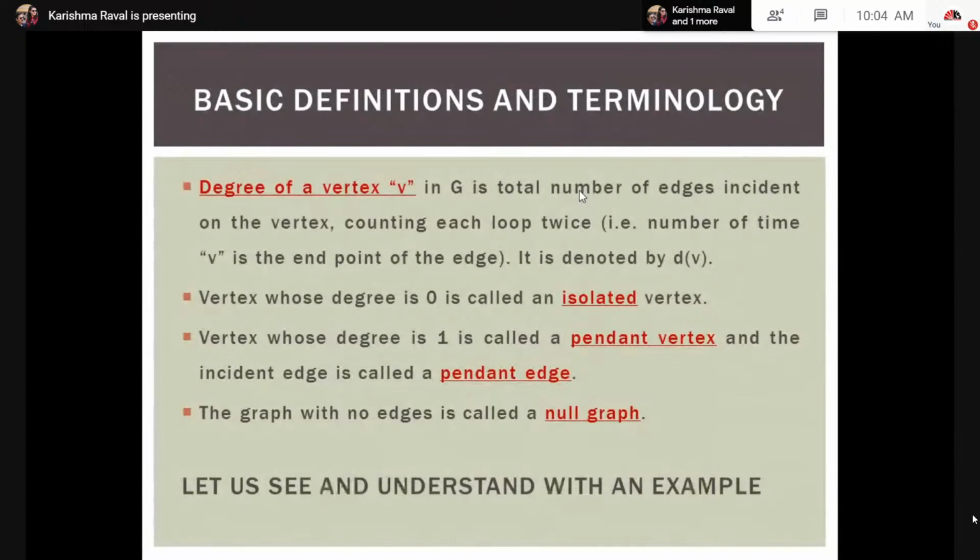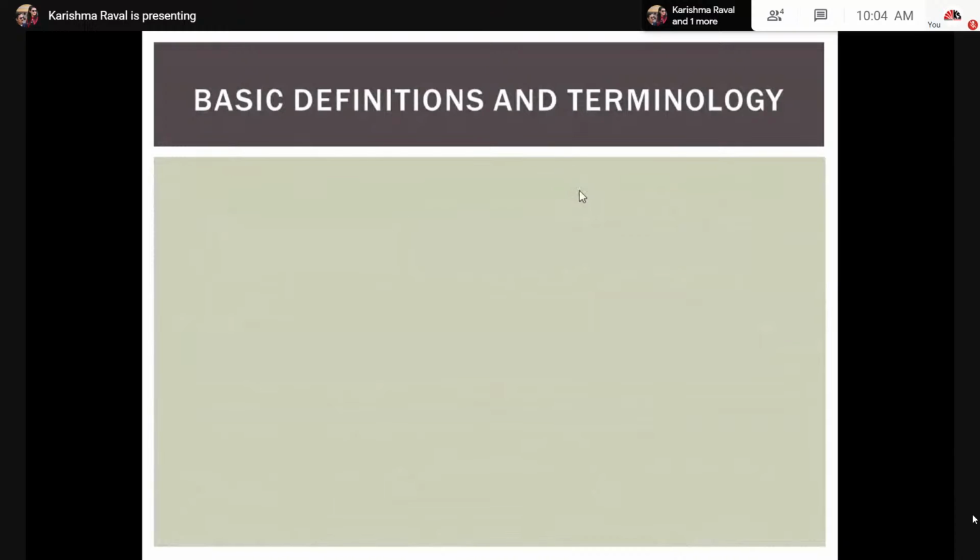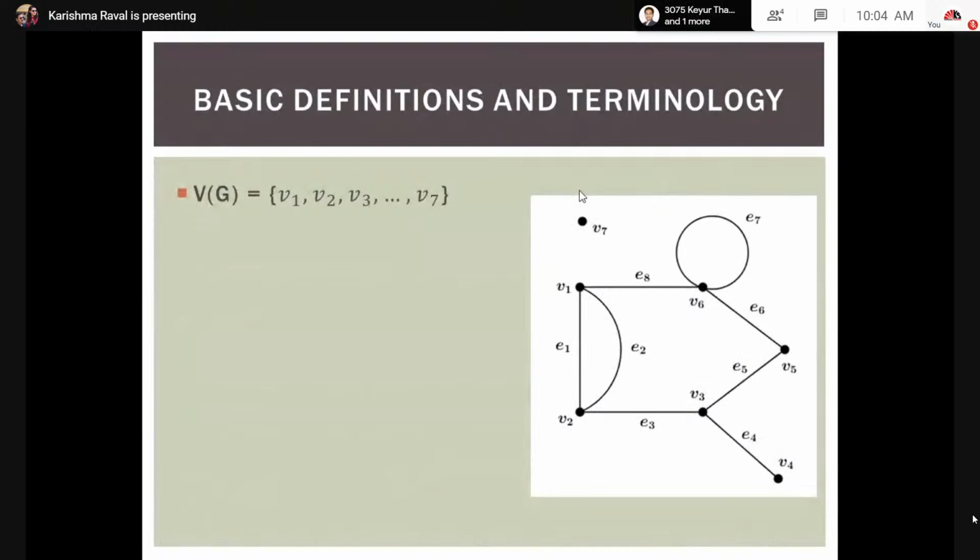Let us understand this with an example. We have taken one graph, and what data can we extract from this graph? The very first thing we can see is the set of vertices. I have mentioned V(G) as V1, V2, V3 up to V7. These are all the vertices present in the graph; you can see the dots which are the set of vertices. The edges E1, E2, E3 up to E8 are all named there.